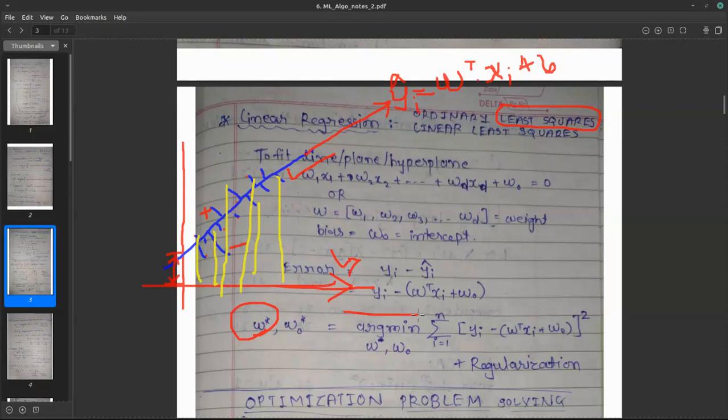So what I'm doing is a minimization problem over w and w0. I need to find the optimal w star and w0 star, so that the summation of all my squared errors, yi minus y predict squared, the total square is minimal, right, plus some regularization loss I'm applying, right?